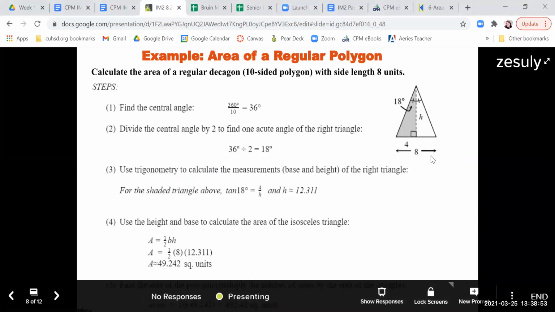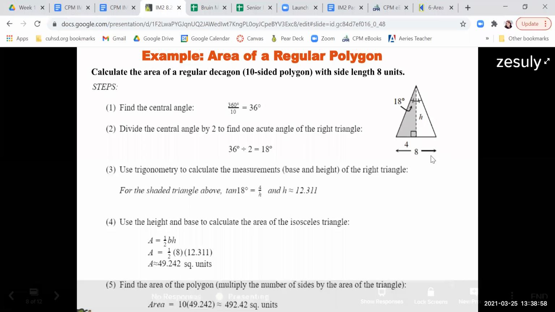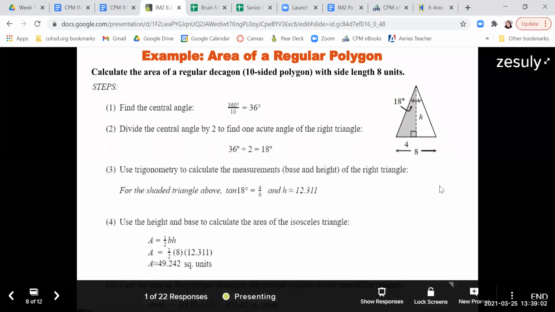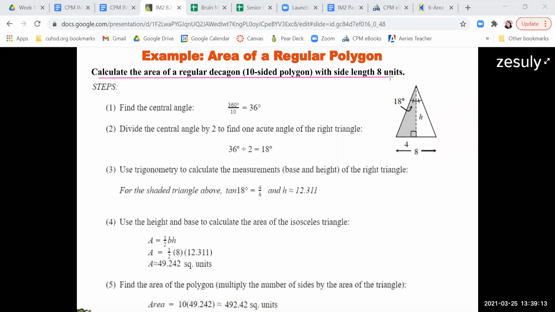Okay, so this example is already worked out for us, and we're going to do one all together that's similar to this, but I want you to have a nice typed up example for yourself to refer back to that's organized, okay? So this question is asking us to find the area of a regular decagon, which has 10 sides, and each side length is 8.